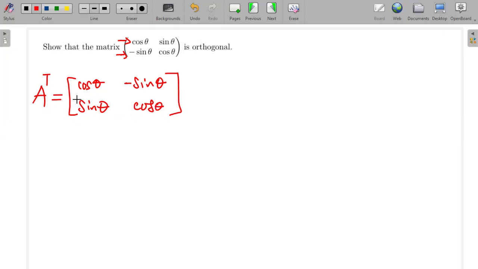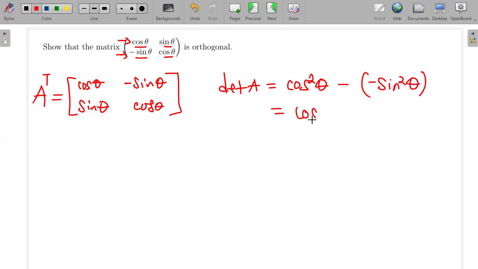I have to show that the A transpose is equal to the what? To the inverse of A. For this one, I won't go by the proof that I did in the previous question. I'll just go by the normal method that you are used to. Let's find the determinant of A. The determinant of A is the main diagonal minus the minor diagonal. The main diagonal is cos and cos, so that will give me cos squared theta. Then minus, and I multiply minus sine theta with sine theta, I'll get minus sine squared theta. So you see that this will be cos squared theta plus sine squared theta.